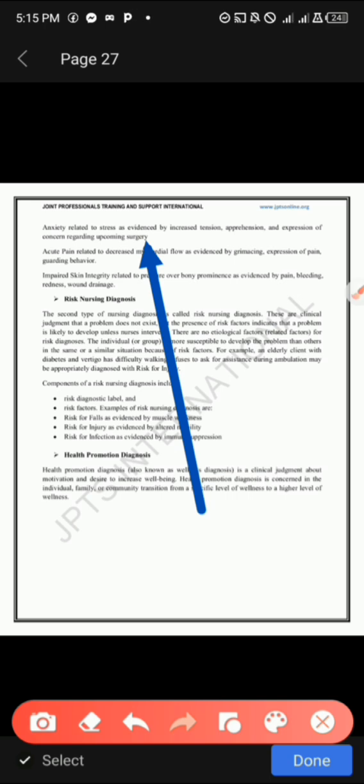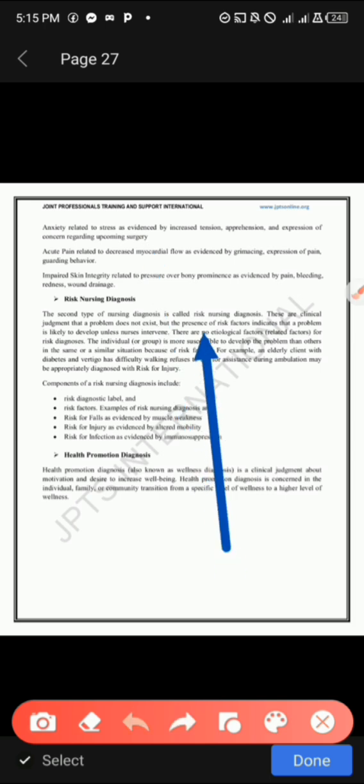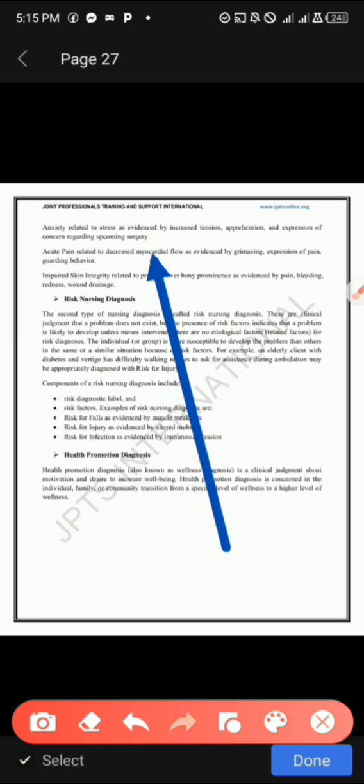Acute pain related to decreased myocardial flow, as evidenced by verbal reports of pain and grimacing behavior. This is talking about pain. When somebody is in pain, the person can even misbehave. But after that pain, the person may become normal again. Examples of this are pregnant mothers. At the time they are in labor, they can even act like a mad person.